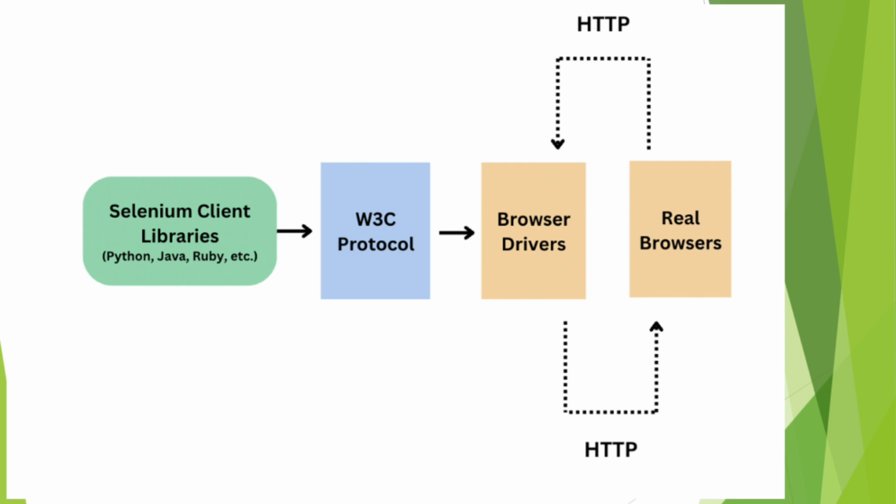Like client to server, our code will be transferred in JSON format over the HTTP protocol, so it reaches our browser driver. Each browser has its own browser driver. For example, if you want to automate the Chrome browser, you will have a server called ChromeDriver. So basically each browser has one driver, and all the code we write reaches a particular browser driver.